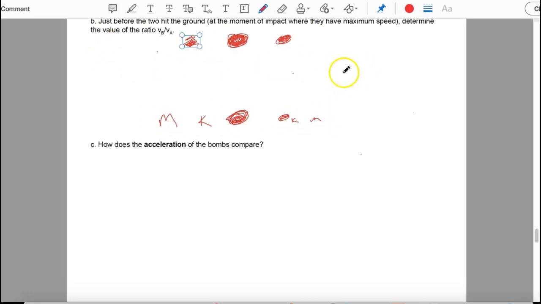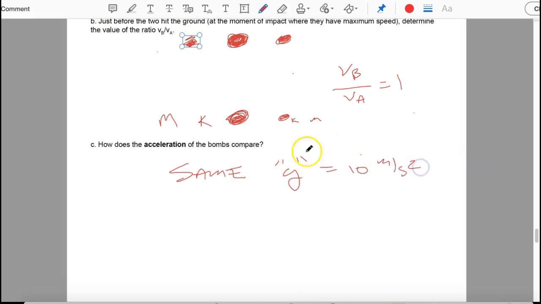So the ratio of VB over VA is equal to 1. They both have the same speed at the bottom, but they don't have the same kinetic energy. They want to know, how does the acceleration of the bombs compare? It is exactly the same. Remember, gravity is going to be equal to 10 meters per second squared, so it is exactly the same. The confusing part about letter B is you think about kinetic energy when you really just need to think about speed, and that's the difference.